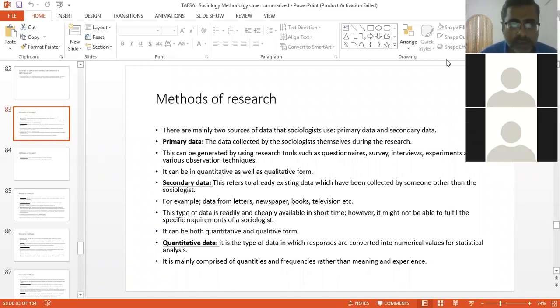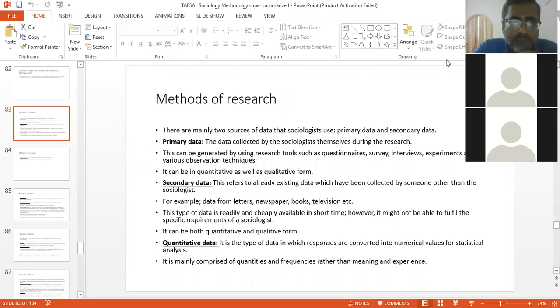Now we are going to discuss the chapter on research methods, which is chapter 3. And as we discussed last time, there are two types of data which we can collect. The first type is the primary data, and the second type is the secondary data.